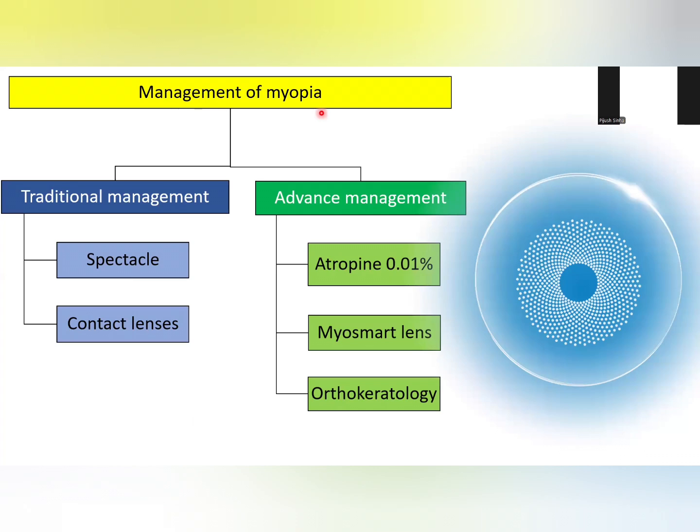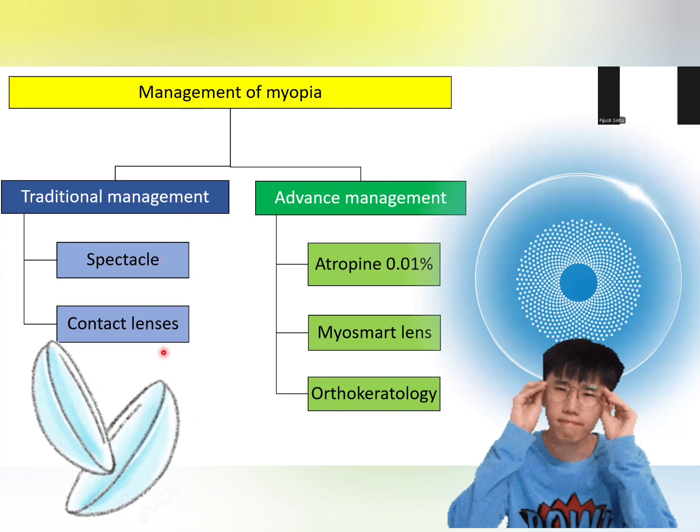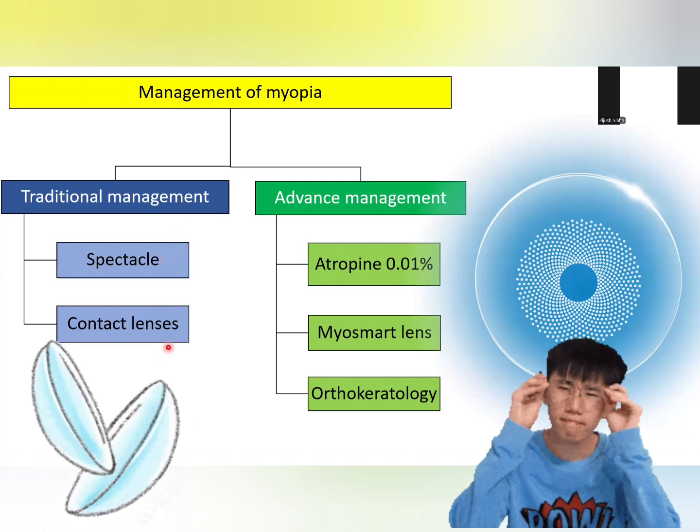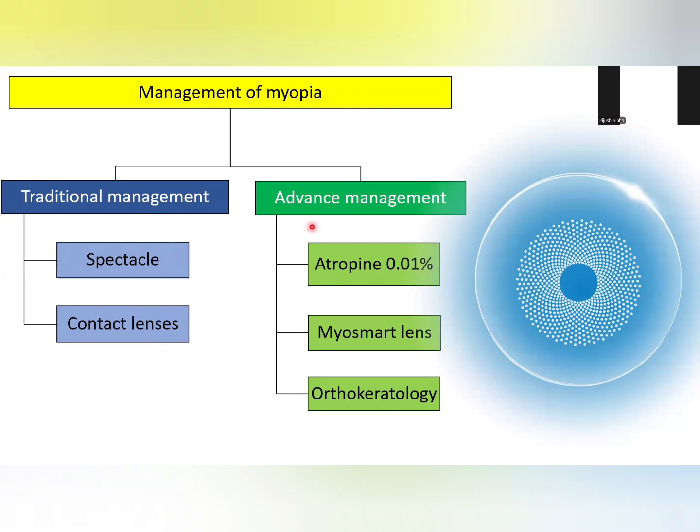So here is the management of myopia. If someone is found to have myopia, there are two ways to manage it: traditional management and advanced management. Traditional includes spectacles and contact lenses that we routinely give in our day-to-day OPD practice. And advanced management includes atropine eye drops, 0.01% atropine, MiSight lenses, and orthokeratology.